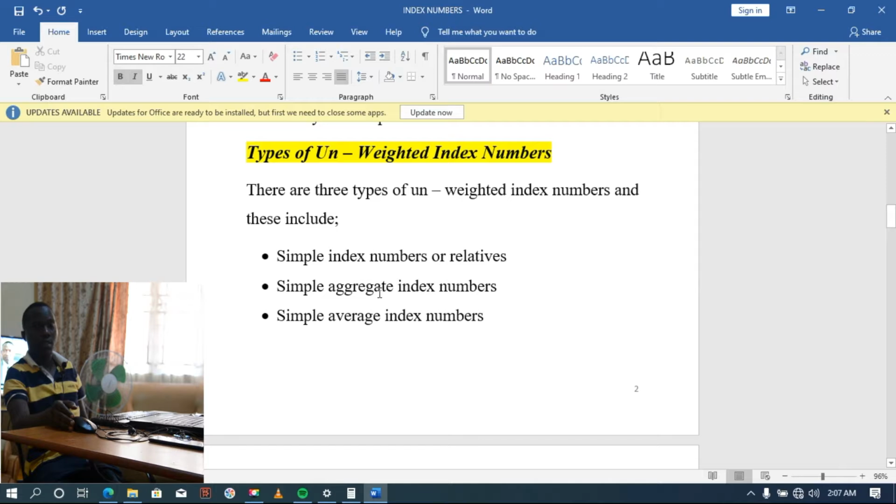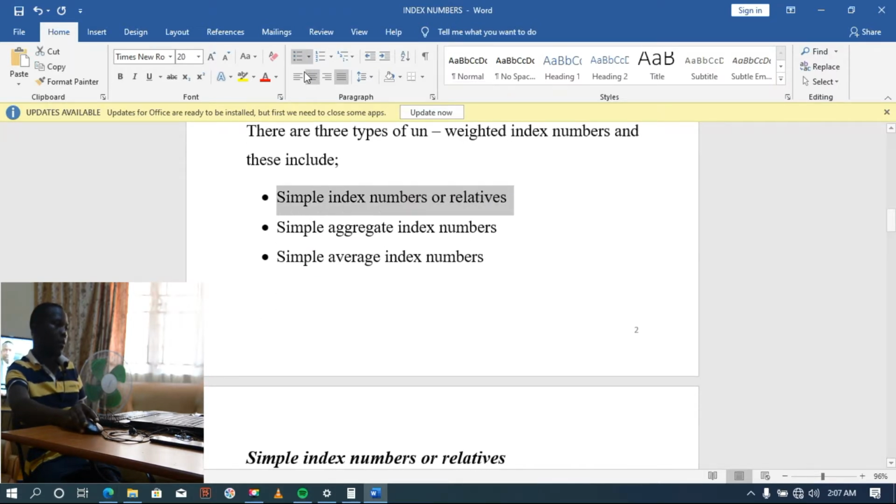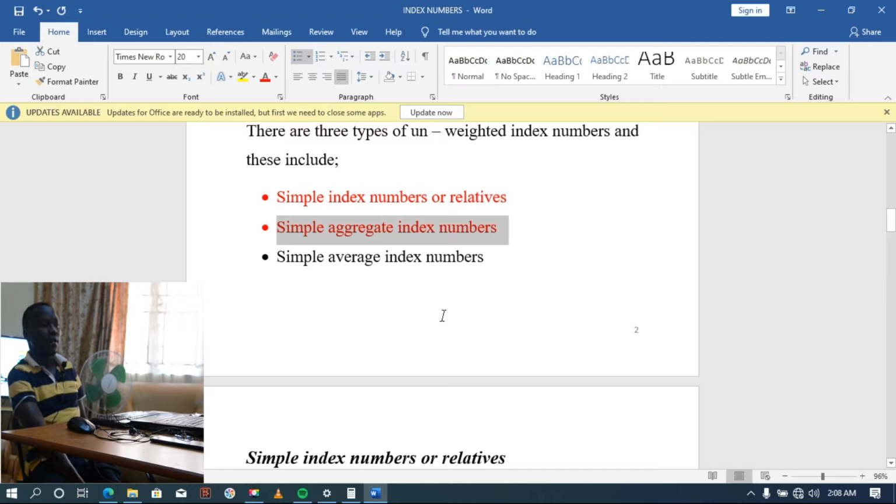They are categorized into three. First, simple index numbers or simple index relatives. Simple index numbers basically look at the index relatives of a single commodity. For example, if you want to find the index number of beans, then that is a simple index number if it is beans alone. Then we have simple aggregate index numbers. As you see from the word aggregate, this one looks at a group of commodities. For example, you may have milk, bread, matoke, and you find the index numbers of all of them combined. That is simple aggregate index numbers.